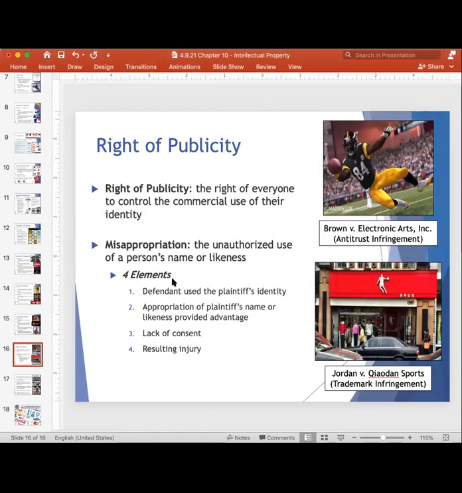And then the last area of intellectual property I wanted to briefly review is right of publicity. So this is the right of everyone to control the commercial use of their identity. Right of publicity recognizes the economic value of an individual's identity. In particular, we're seeing this with celebrities, professional athletes, even some college athletes, and it prevents unjust enrichment of those who usurp the identity of another.